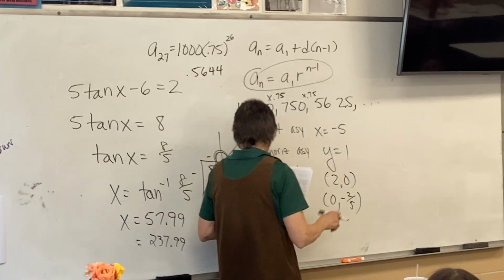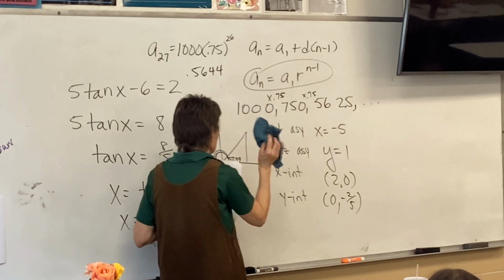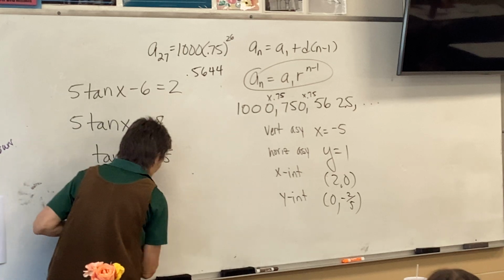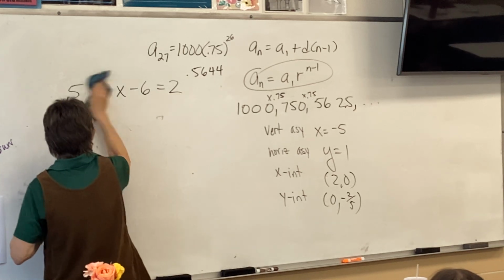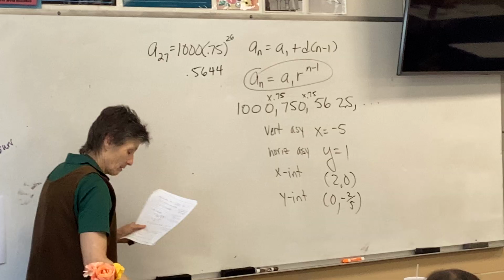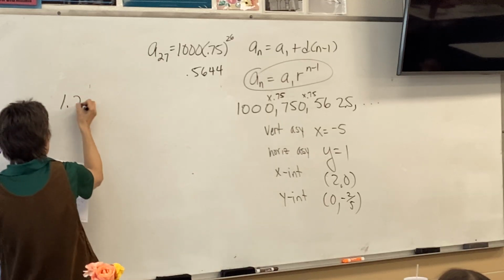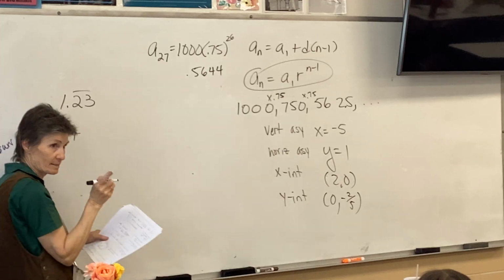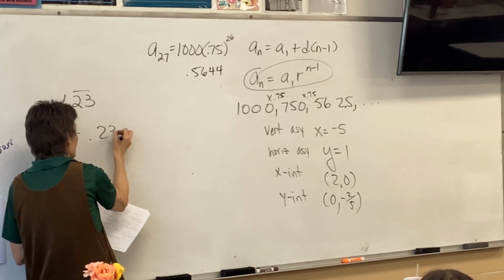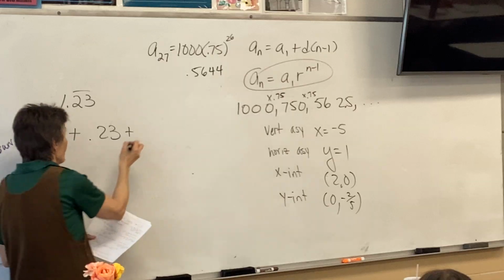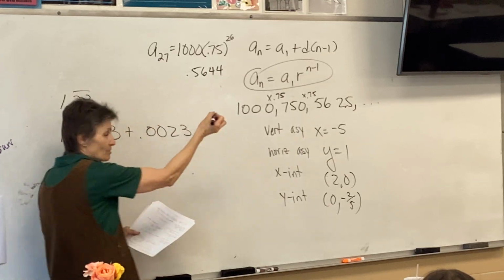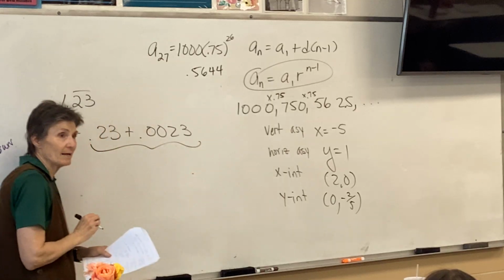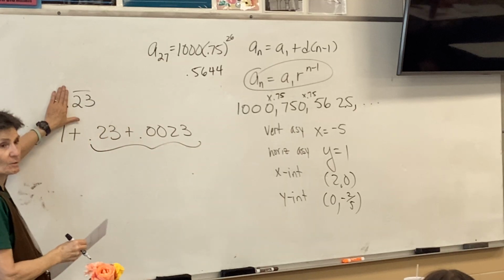1.23. Now, you're in luck, because this one is one of the easier ones, because other than the 1 out there in front, the whole thing is repeating. So 1.23 repeating. I'm going to think of that as 1 plus .23, .0023, and so on. This part I can add. So let's just forget the 1 for a minute.